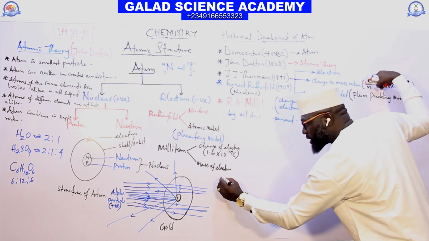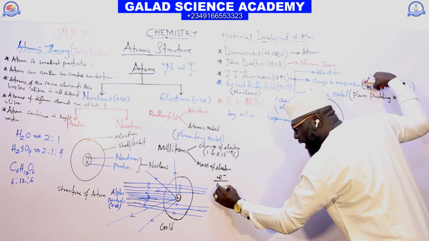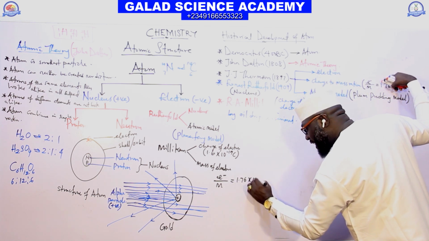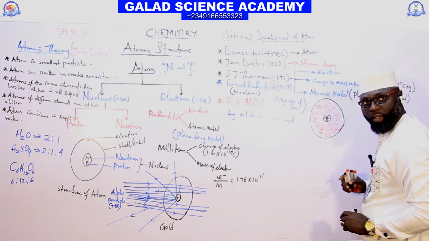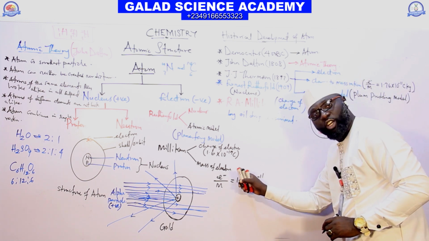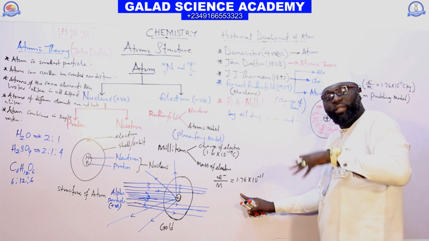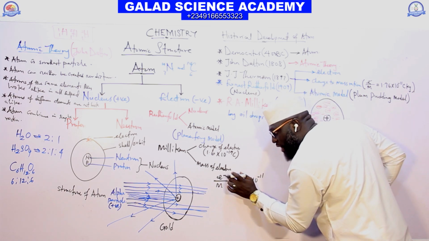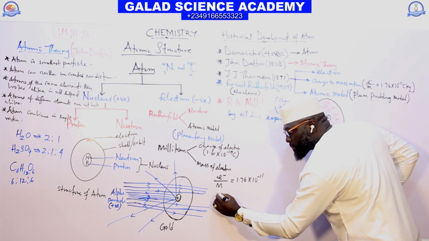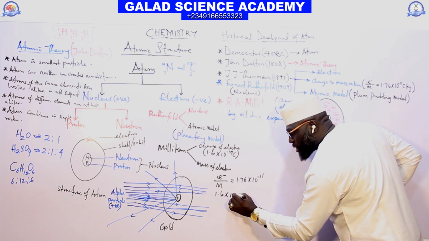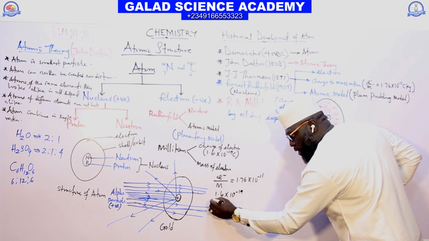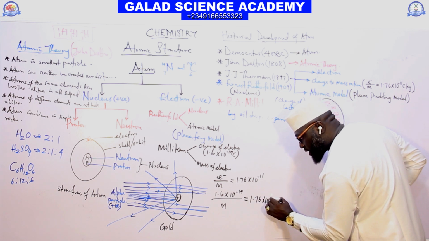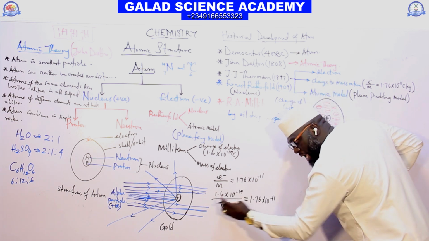We say that the charge to mass ratio, e over m, is equal to 1.76 times 10 to the power 11. This is the charge to mass ratio by Thomson. But from the Millikan oil drop experiment, we know the charge of the electron. So we now have 1.6 times 10 raised to the power minus 19 coulomb over the mass of the electron equal to 1.76 times 10 raised to the power 11.